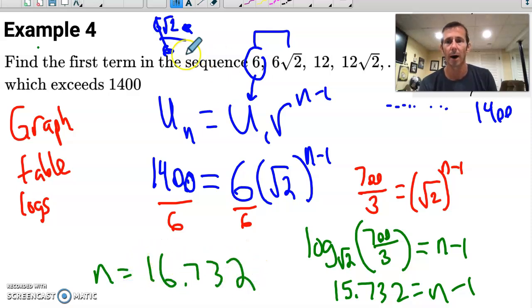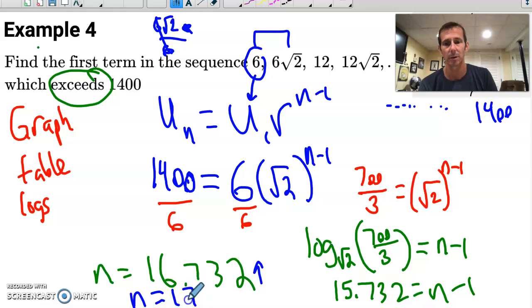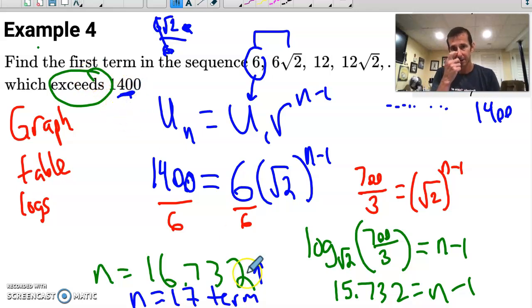I want to be the first time I exceed that. So if I want to get bigger than that, I have to bump it up. Very importantly, I have to exceed that, so this is no good. I have to go up to the next greatest integer. So my answer actually would be the 17th term. That's the first time I would exceed 1400. If I wanted to hit 1400 exactly, it would be at 16.732.